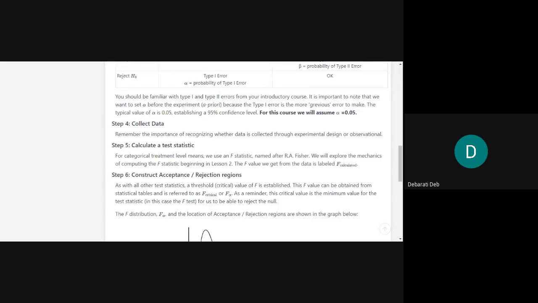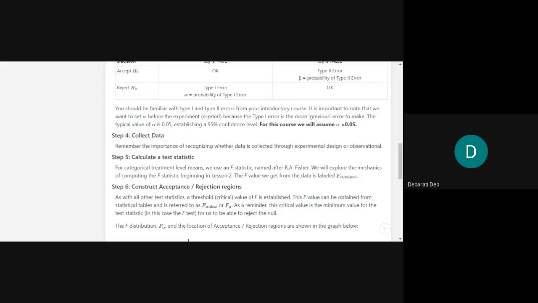Okay, and for seeing the table, this requirement of alpha is important. We need to know the alpha. In some problems it will be given to you whether it is 95% confidence level or 99% confidence level. If it is not given in the problem, then you should go with 95%.